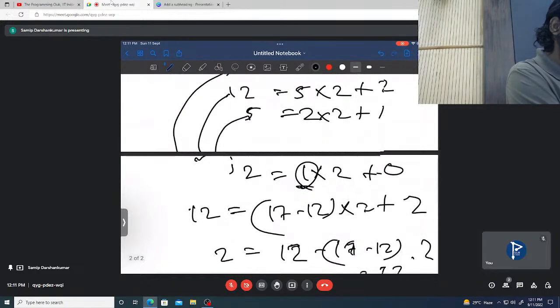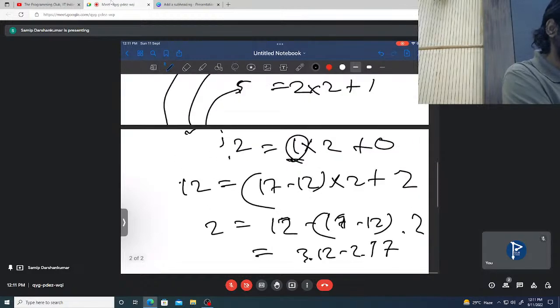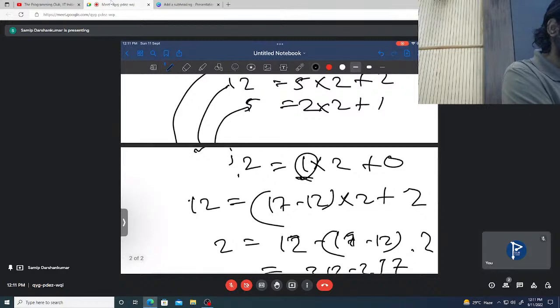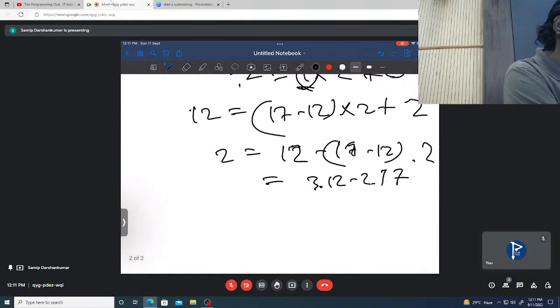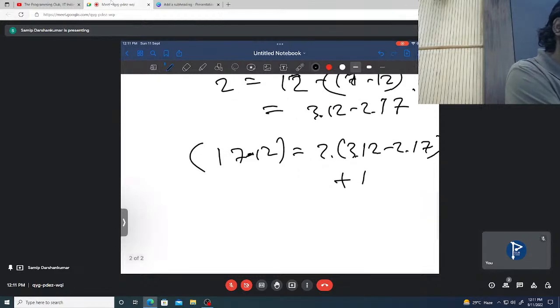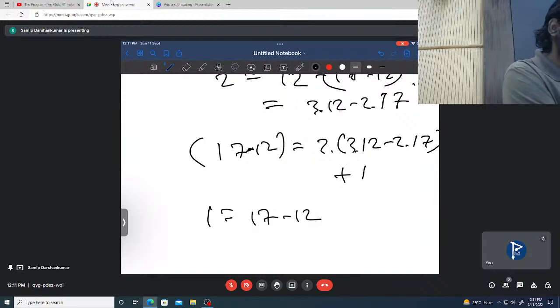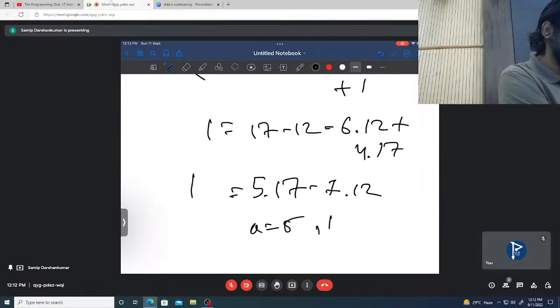Now if we go through this equation and again substitute the value of 2 and 5, I go to this equation and substitute the value of 5 and 2 both. So 5 is 17 minus 12, is equal to 2 into 3 into 12 minus 2 into 17, plus 1. So 1 is equal to 17 minus 12 minus 6 into 12 plus 4 into 17. So 5 into 17 minus 7 into 12 is equal to 1. So we get a is equal to 5 and b is equal to minus 7. Clear?